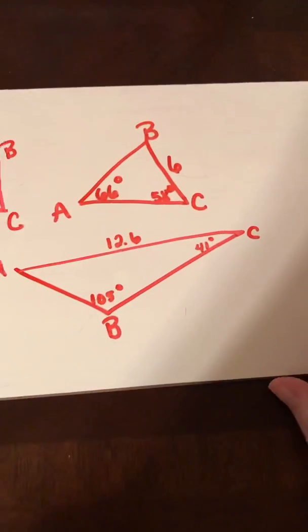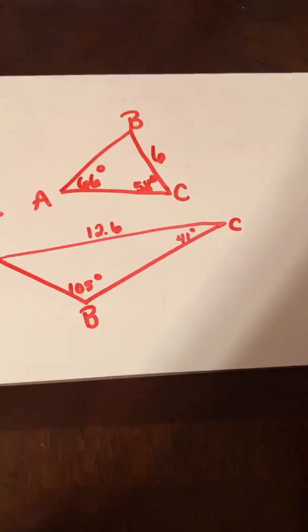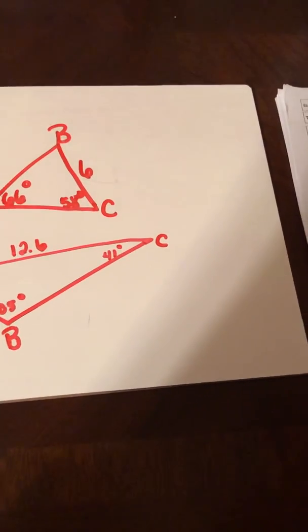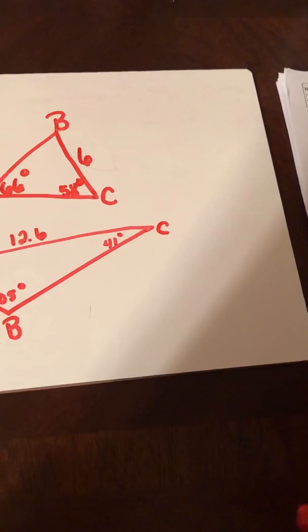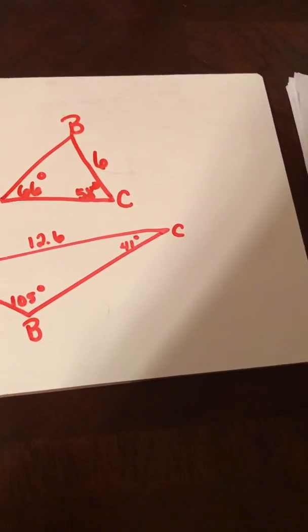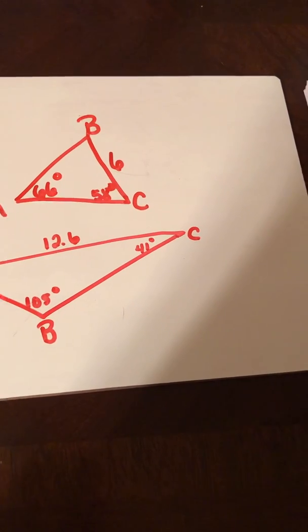Today we're going to start our review of the law of sines. Remember, the law of sines uses three particular types of triangles: angle, angle, side; angle, side, angle; and side, side, angle. We're going to do angle, angle, side and angle, side, angle today.